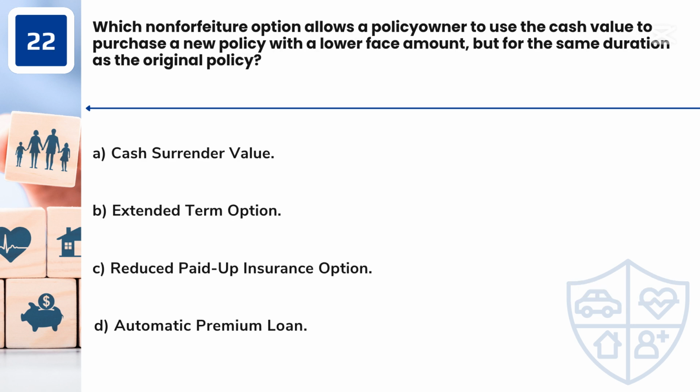Question 22. Which non-forfeiture option allows a policy owner to use the cash value to purchase a new policy with a lower face amount, but for the same duration as the original policy? A. Cash surrender value. B. Extended term option. C. Reduced paid-up insurance option. D. Automatic premium loan.